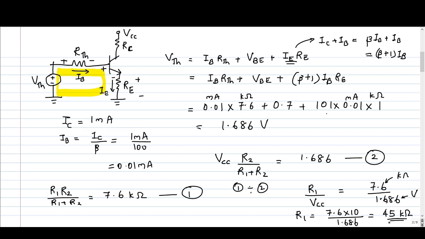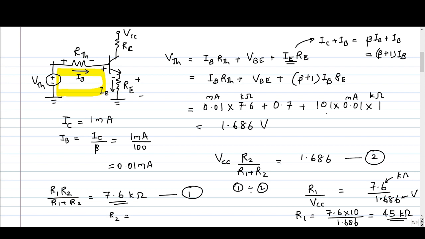So you can check the answer. It is 45.0408 kilo ohm. So approximately 45 kilo ohm. That is the value of R1. Now R1 into R2 by R1 plus R2 is 7.6 kilo ohm, and you got the value of R1. So substitute it here. So you will get the value of R2. So you can do it.